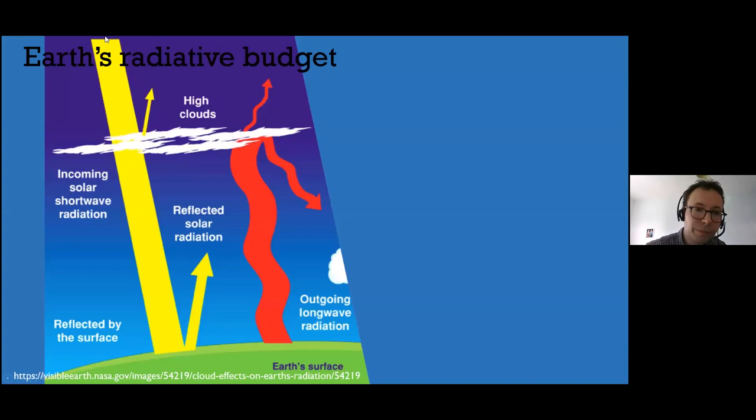Here we can see this yellow arrow, which shows the energy coming in from the sun. And then this energy can interact with high clouds, which are mostly transparent, and leave the energy to go to the Earth's surface where it is reflected, but mostly it warms the Earth's surface, and then the Earth emits longwave radiation, which can then be trapped by these high clouds.